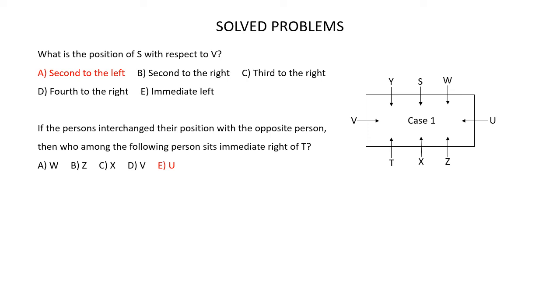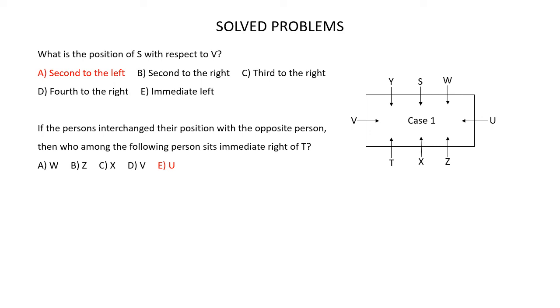This is the final seating arrangement for the given problem. Based on this final seating arrangement, let's answer a few more questions. What is the position of S with respect to V? You are given 5 options here and you have to find out which of these options is the correct one.